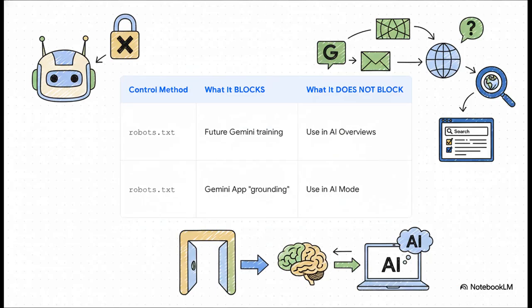So let's break this down, because this is the crucial distinction. When a website owner puts up that opt-out sign, what they're really doing is blocking Google from using their data to train future versions of its AI, like the next generation of Gemini. What they are not doing is stopping Google from using their content right here, right now, to generate those answers you see in AI overviews and AI mode.